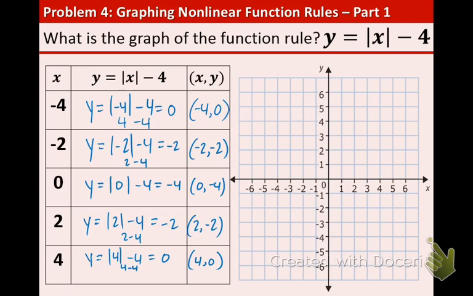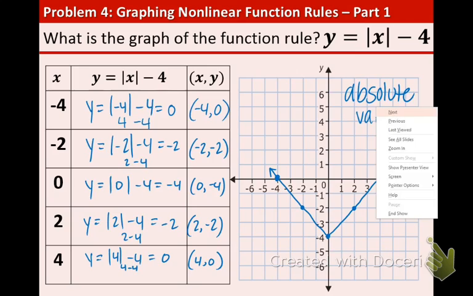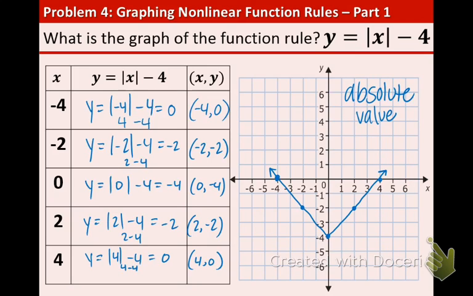Okay, our table is filled out. You can see the coordinate pairs on the right column, and now we're going to plot those points and see what this looks like. So there is our graph. This is called an absolute value function. As you can see, it's definitely not linear because it is not a straight line. So you can write absolute value function and move on to the last part of this example.